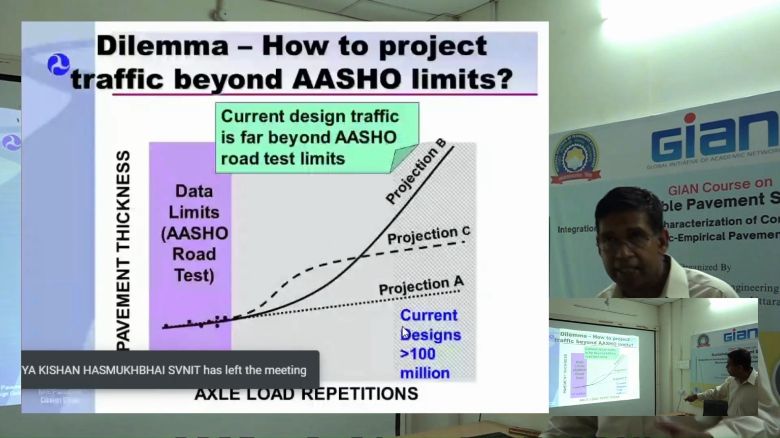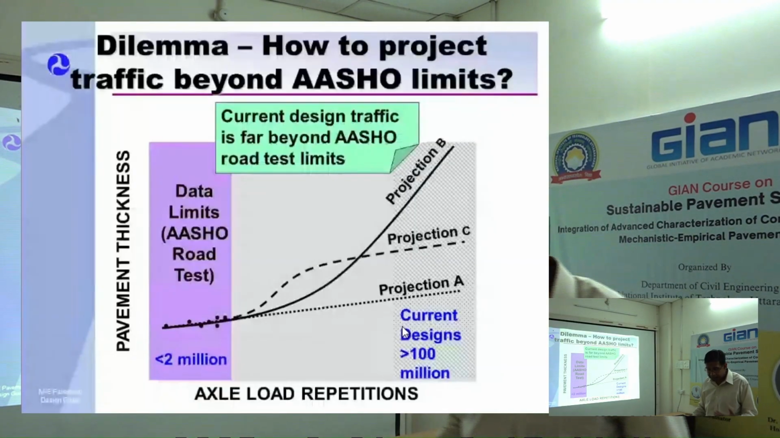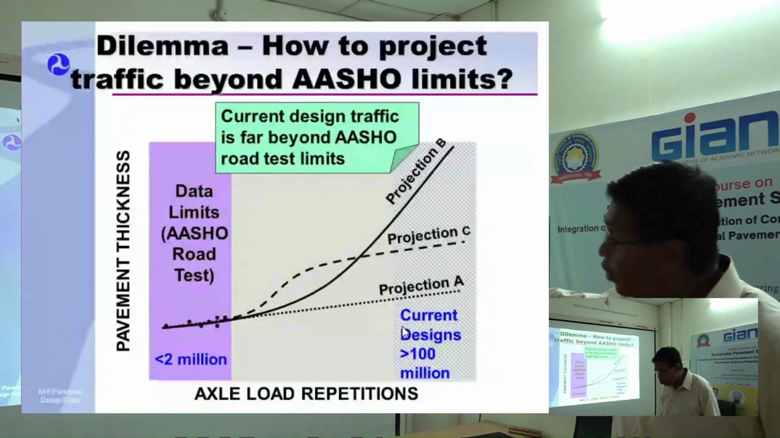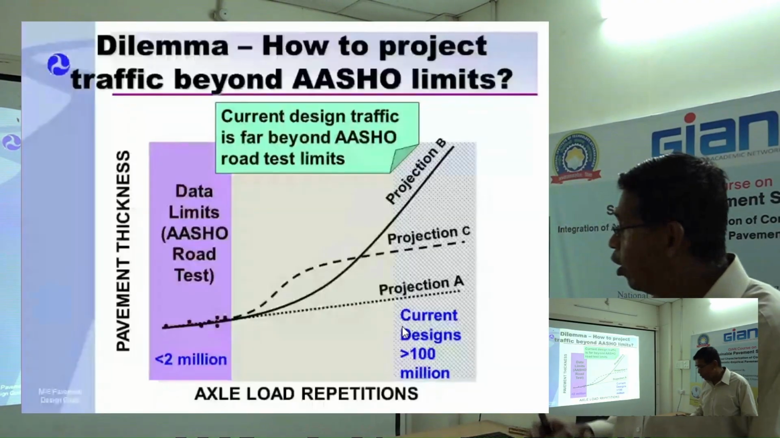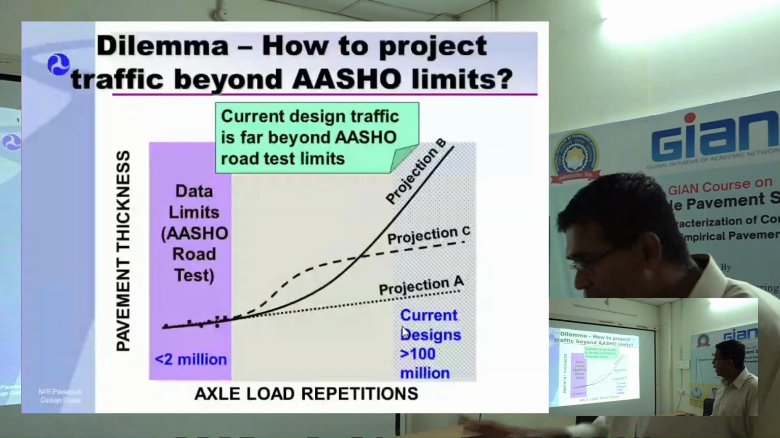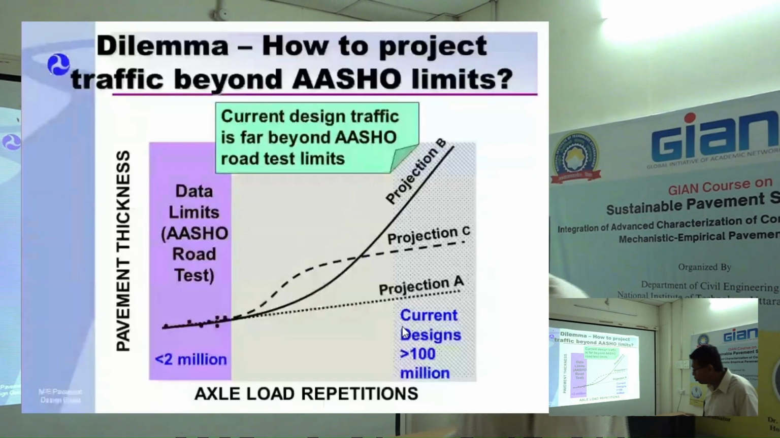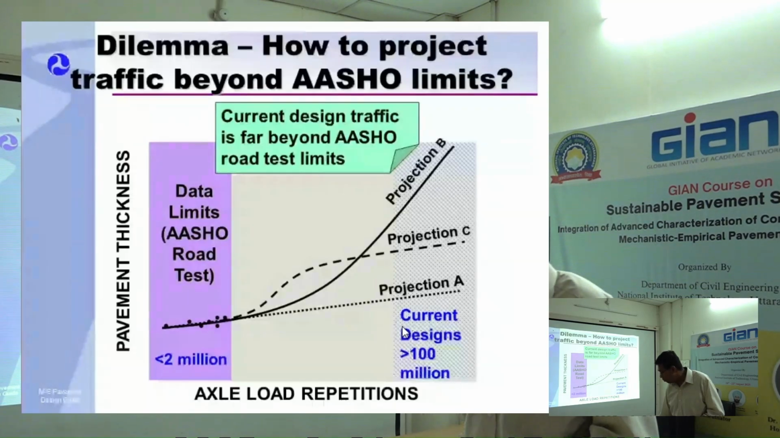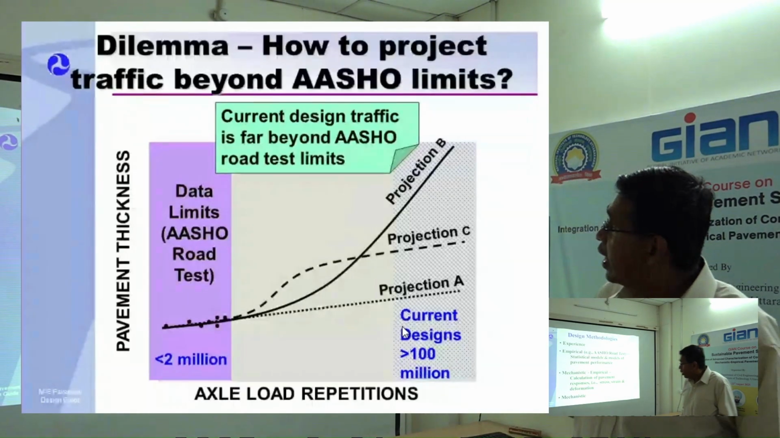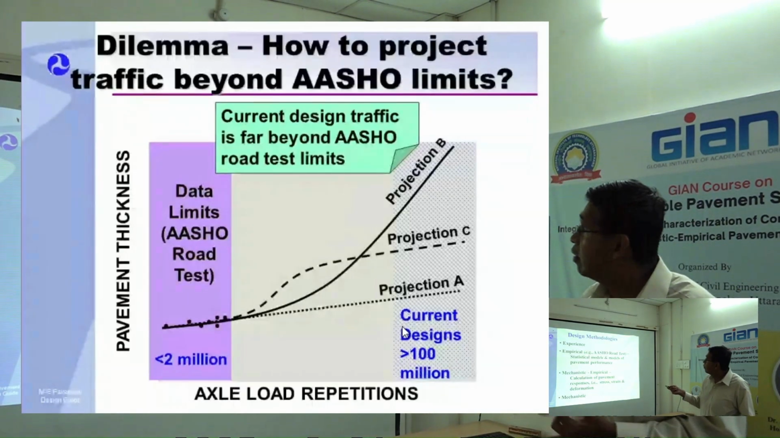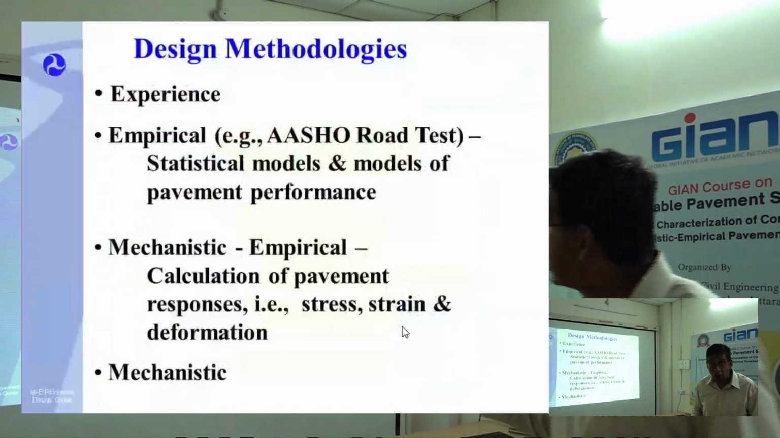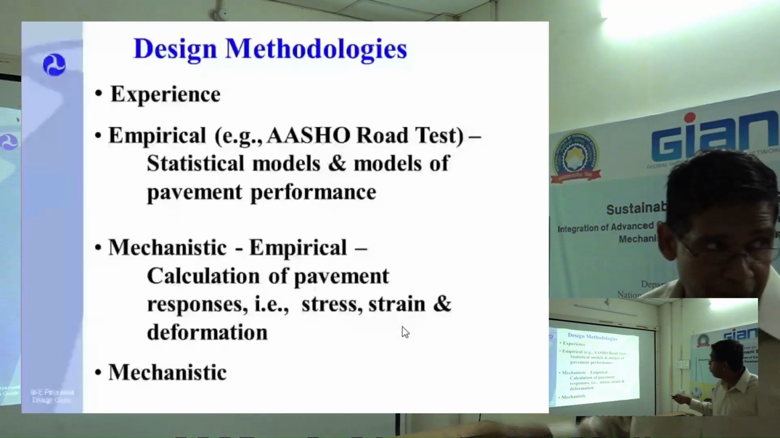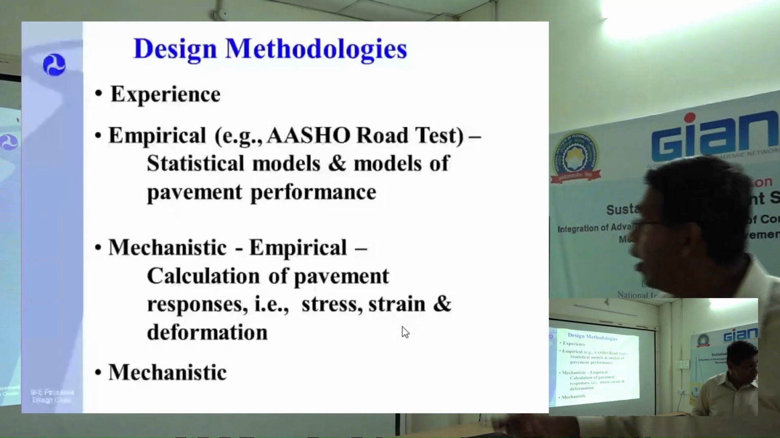All the traffic that you see on heavy interstates or heavy highways in the US are more than 100 million ESALs. So we are way beyond the capability of the AASHTO design, which is less than 2 million ESALs. Okay. So that is why that led to the pavement ME. Design methodologies based on experience, empirical. We talked about this ad hoc a lot. Statistical models and models of pavement performance.